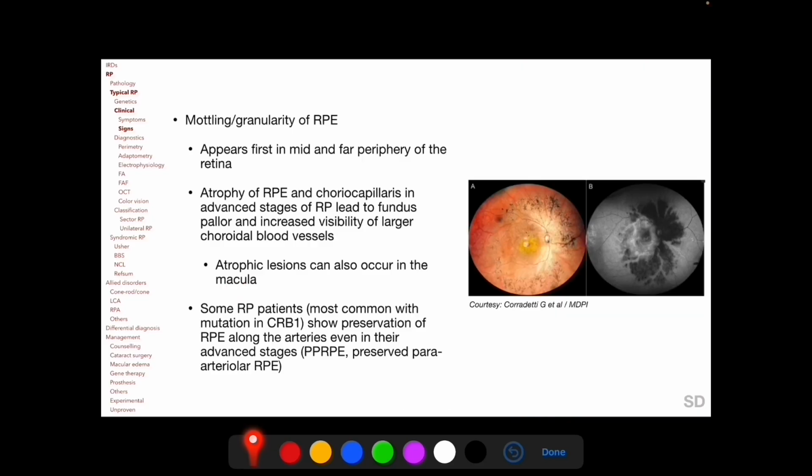Some retinitis pigmentosa patients, even in their advanced stages, show preservation of the retinal pigment epithelium along the arteries, as seen here in this clinical photograph, and the corresponding fundus autofluorescence, and this is called PPRPE.